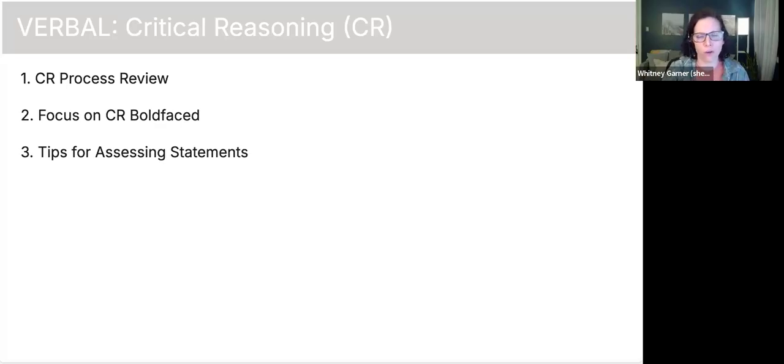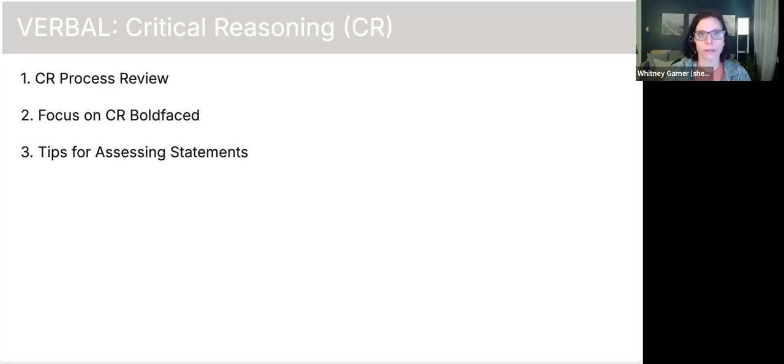So we will go briefly over the process of critical reasoning just to get back up to speed. And then we're going to look at a bold-faced question type. We'll look at several examples. One of the more challenging, I'd argue, examples of critical reasoning, but it does help us get into this idea of arguments as we'll move into later types of questions, our assumptions, strengthen, weaken, and so on. And then we are going to do a little tip tonight for assessing the boldface statements themselves, some ways of thinking about how to engage with boldface.